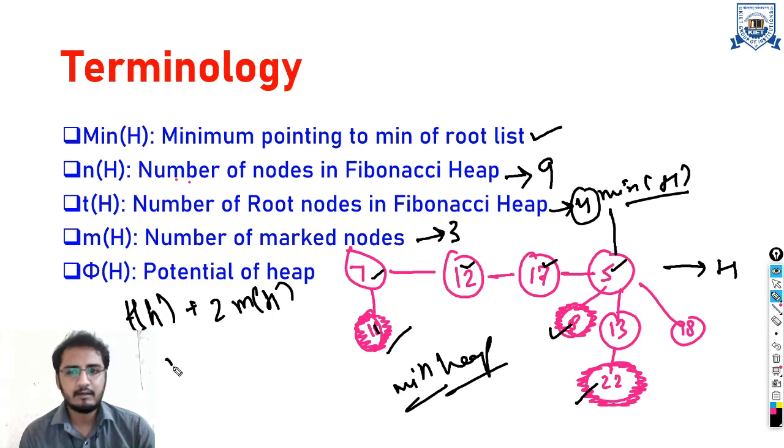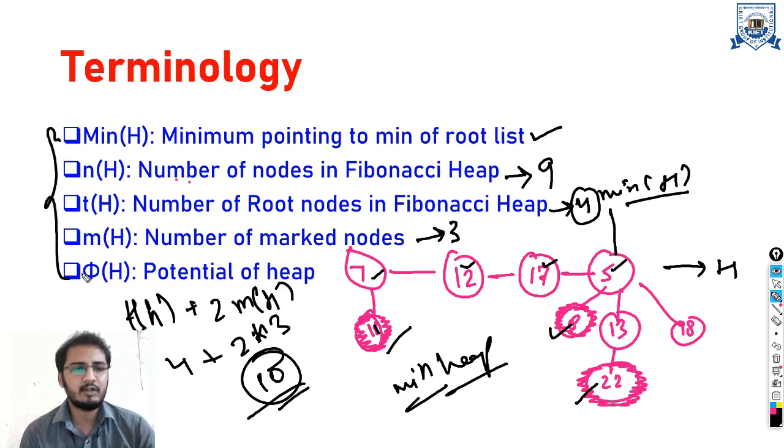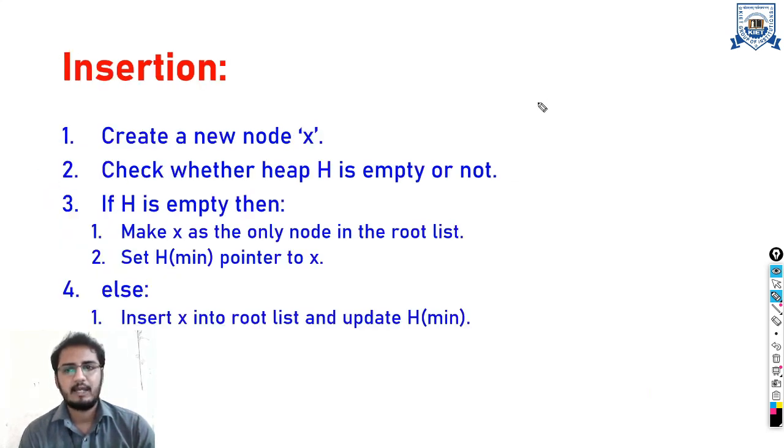So what is T of h here? 4, and m of h, that is 3. So the total potential of this heap is 10. Okay. So these are the terminologies related with your Fibonacci heap. Now let's see the first operation in a Fibonacci heap.